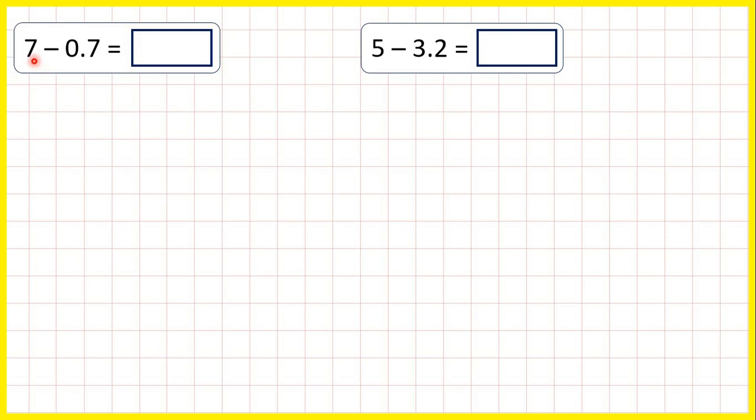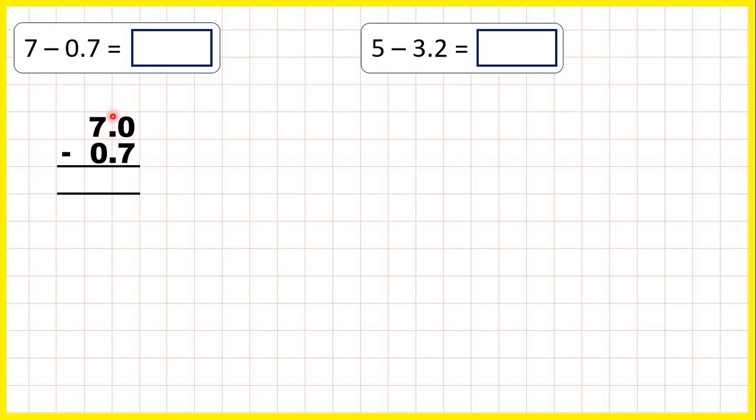So we can set this out as a column subtraction, but we have to remember to line up our digits, line up our place values. So the 0 ones has to be written underneath the 7 ones from our whole number. Now, 7 is the same as 7.0. We can always write 0.0 on the end of a whole number because all the 0.0 tells us is that we don't have any tenths. So we haven't changed the question, but now we can subtract using column subtraction.